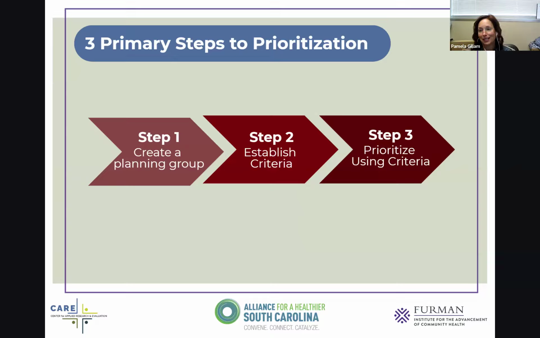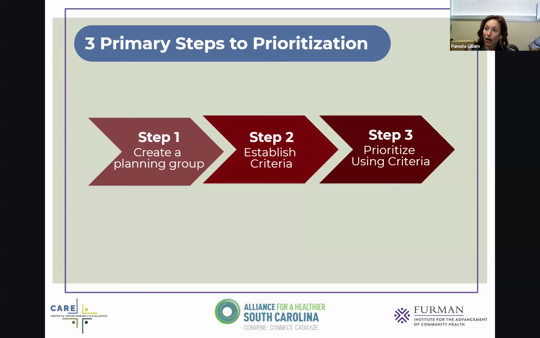There really needs to be some good prep time and planning that goes into it. Need a solid agenda, very clear decision-making processes. All of that's really important as part of the prioritization process. So 3 key steps: create a planning group. With the planning group, make sure that planning group is a diverse group. If you can include individuals with lived experience, it's fantastic.